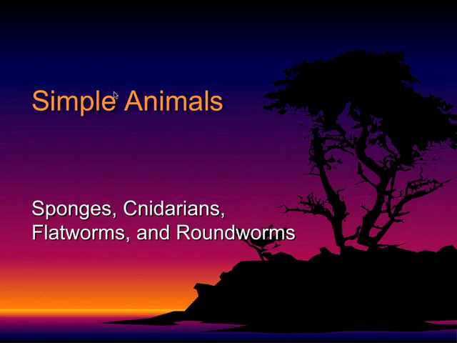So our first type of simple animals to talk about, and again, these are simple because they are invertebrates. Today's topic is all about invertebrates, organisms that do not have a backbone. So we're going to be talking about sponges, cnidarians, flatworms, and roundworms.